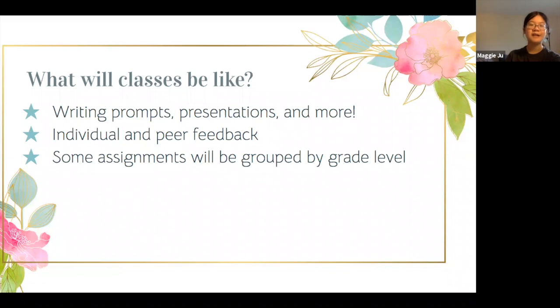And finally, what will classes be like? With each class, it'll be guided mostly by writing prompts in terms of what students will be doing. Our lessons are going to be taught through presentations, much like this one. And we'll also have homework assignments, which are just to write something, and the prompt will be given at the end of each class. There's also opportunities for individual and peer feedback, both from me and Alina and fellow students.